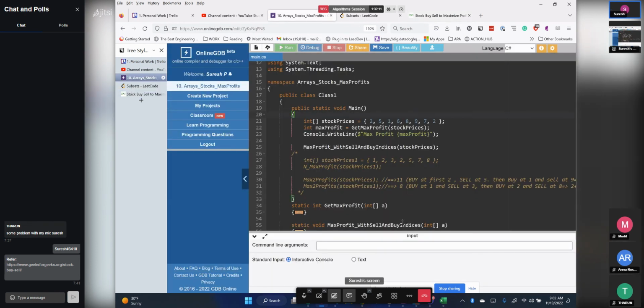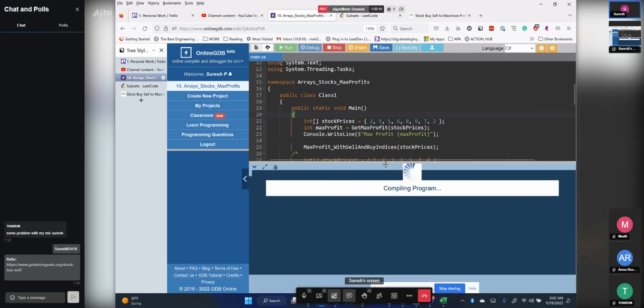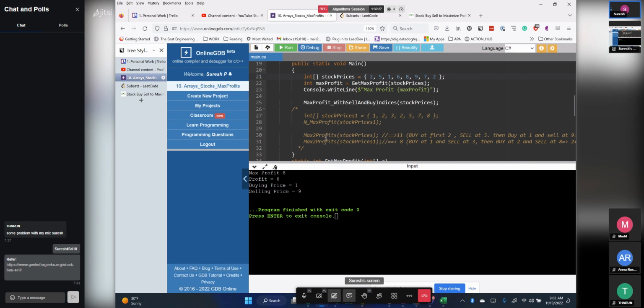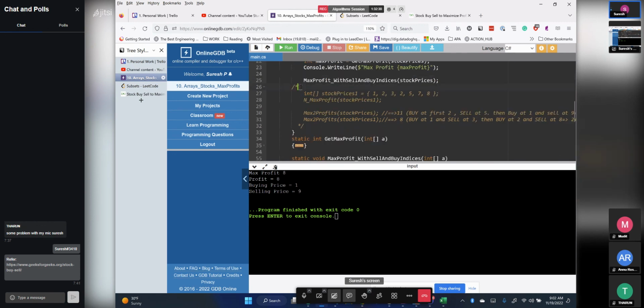Okay, if I run here, this online debugger is so much better. Yeah, see, max profit is 8, profit is 8, and buying price 1, selling price 9. Simple. Okay, and here is the max profit too. You can uncomment this, and you can see this as well.